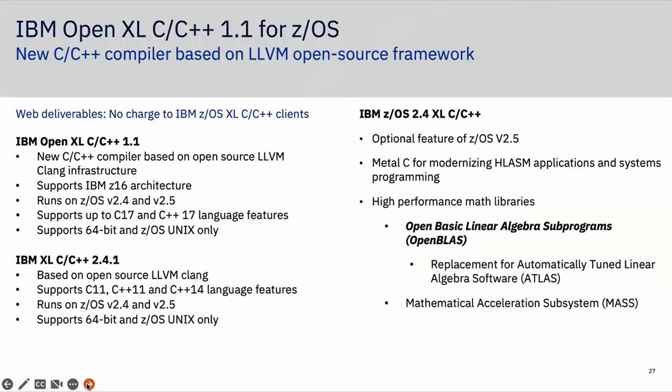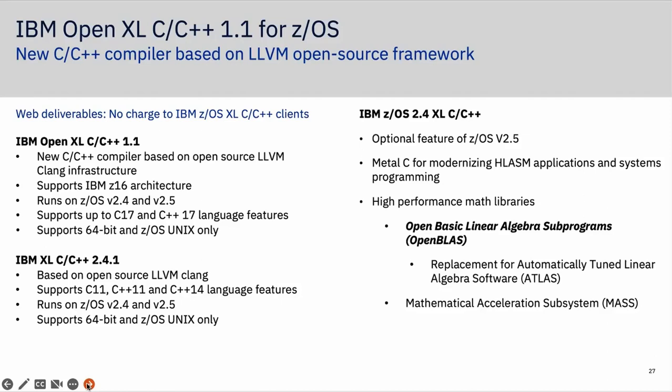C and C++ is really a feature. Basically, we have to read this chart backwards, right? So we have to start on the right and then go into lower left and then go up. C++ is an optional feature of ZOS. And it supports Metal C, and you can actually modernize assembly applications and system programming with Metal C, which covers some things that you normally do in assembler. And we come up with some high-speed math libraries as well.